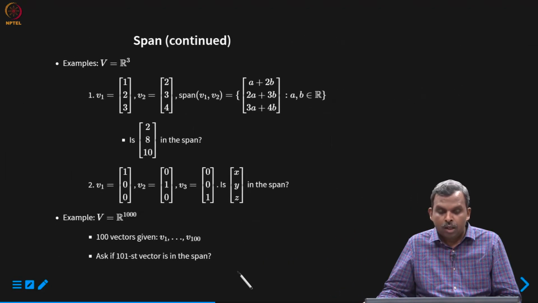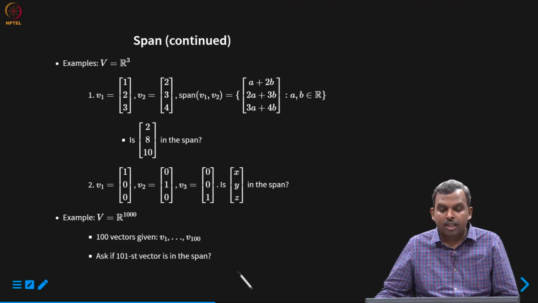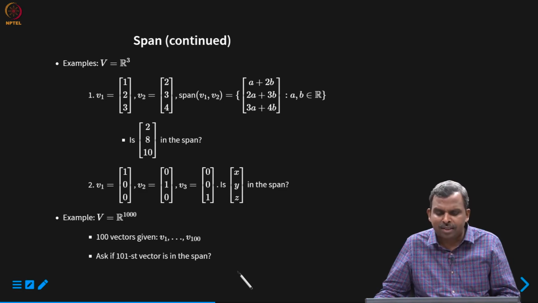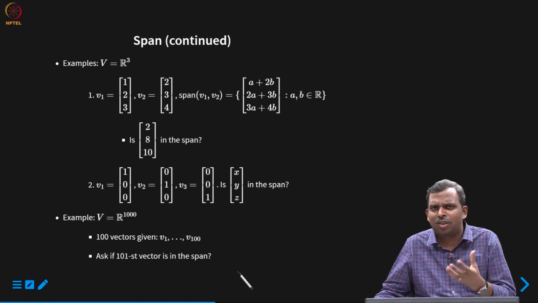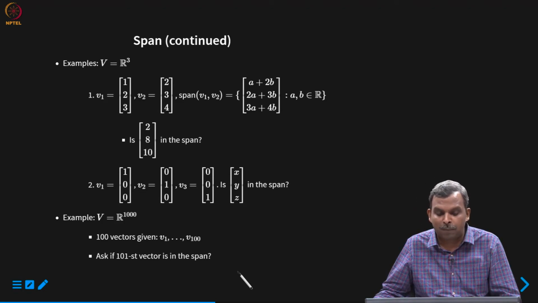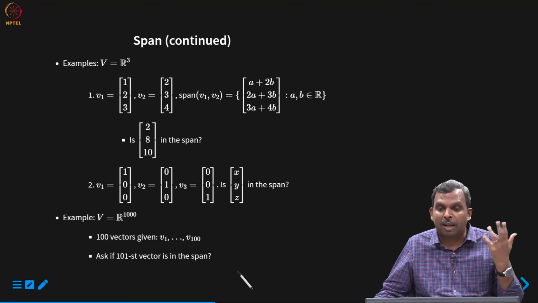Okay. So now let's go to a slightly more complicated example. We'll go to R3, for instance. So notice what's going on here. In R3, I've given you two vectors, (1, 2, 3) and (2, 3, 4). The span itself you can find quite easily. You multiply the first vector by a, the second vector by b, all possible combinations, and you'll get a nice algebraic description for the span. Okay, and then if somebody comes and asks you, is (2, 8, 10) in the span?